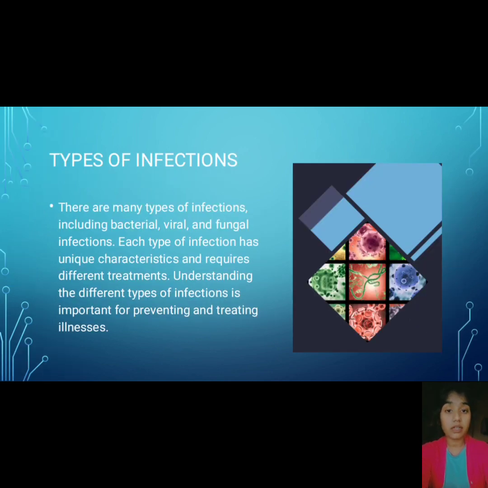Types of infections. There are many types of infections including bacterial, viral and fungal infections. Each type of infection has unique characteristics and requires different treatments. Understanding the different types of infections is important for preventing and treating illness.